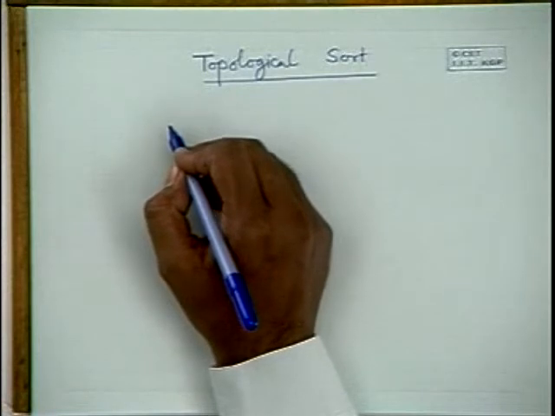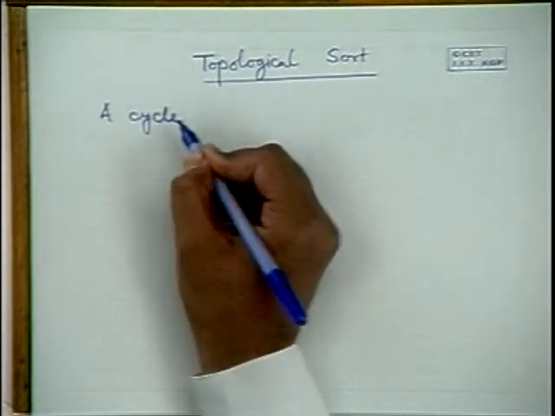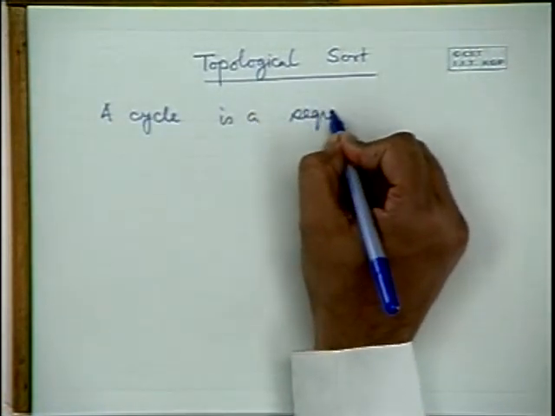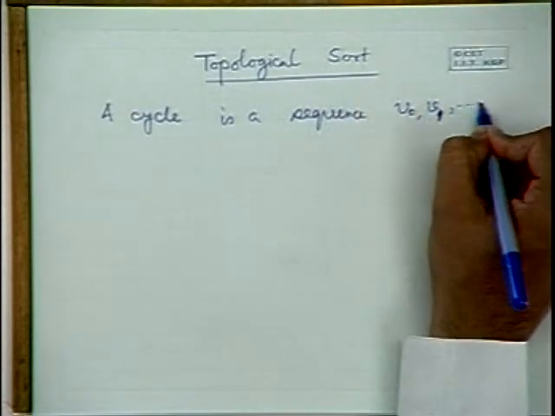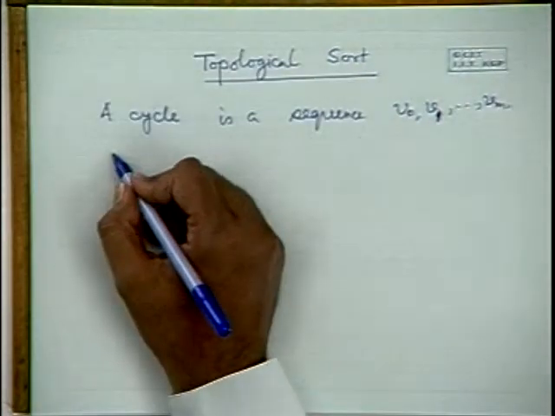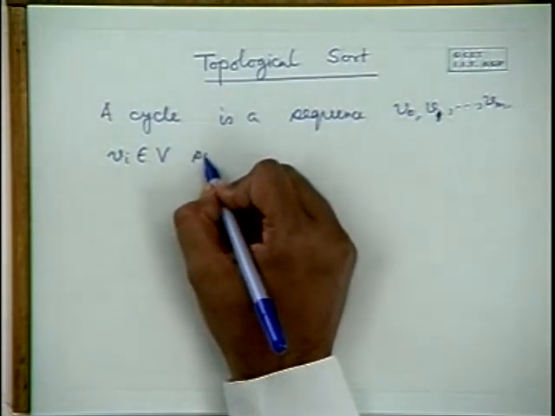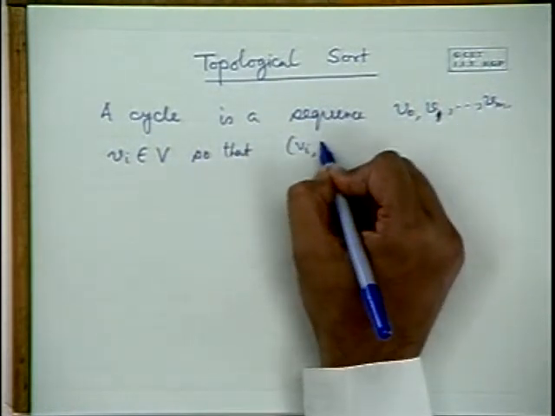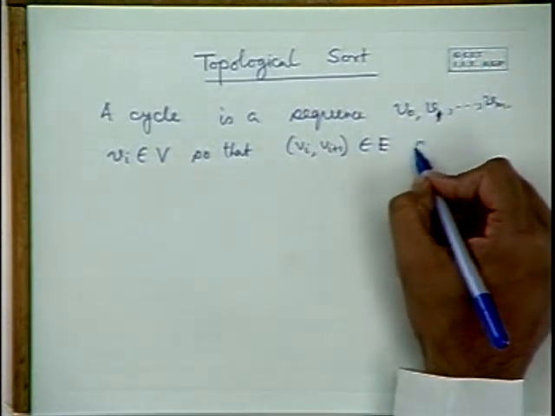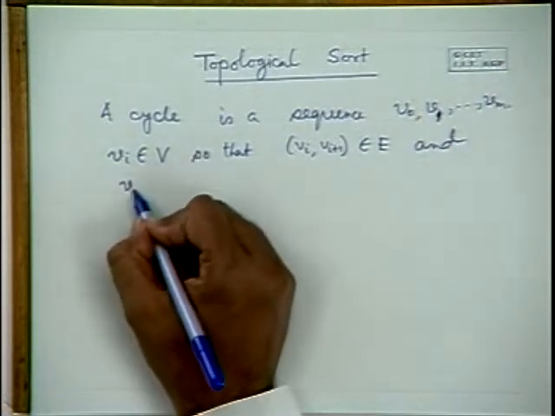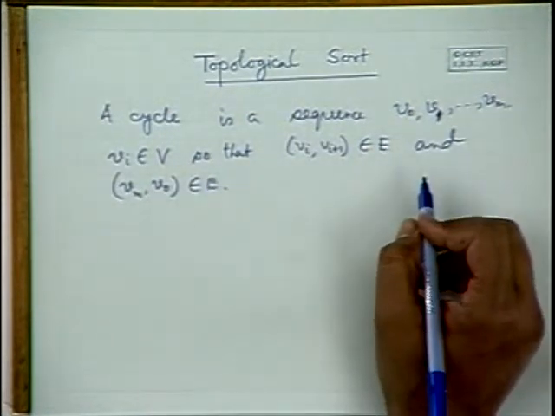Directed graph also sometimes called the digraph. So a cycle in a directed graph is a sequence of vertices V0, V1 up to say Vm, where Vi belongs to V, so that Vi plus 1, there is an edge, it belongs to E, and since it is a cycle, Vm, V0 also belongs to E. So that is the definition of a cycle.